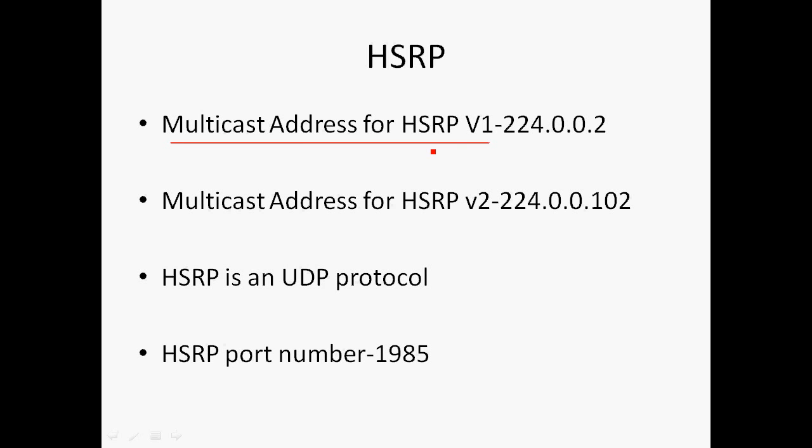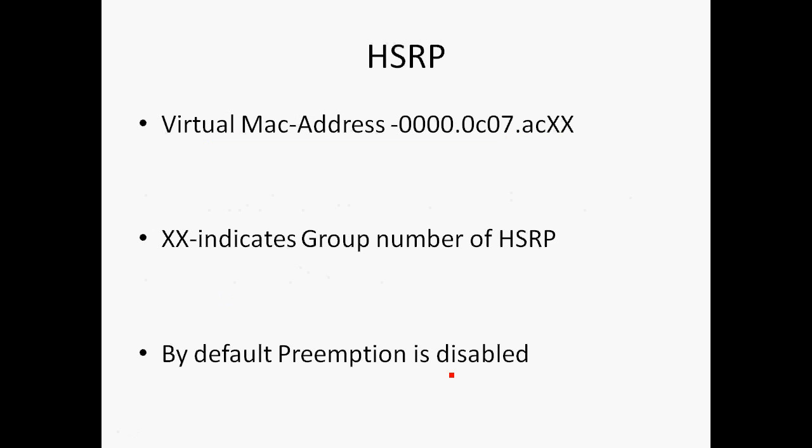Configure HSRP version 1 means all the HSRP routers communicate through the multicast address 224.0.0.2. If we configure HSRP version 2, all the HSRP routers communicate through the multicast address 224.0.0.102, and HSRP is a UDP protocol and its port number is 1985.